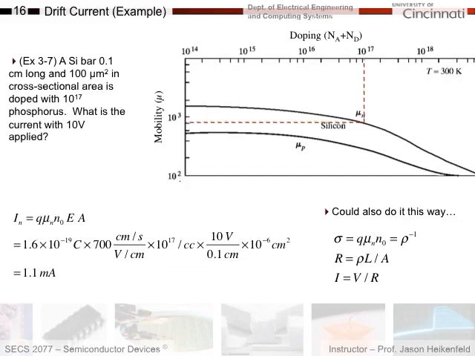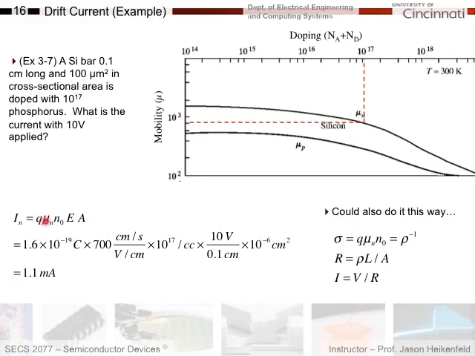So let's do a quick calculation example for drift current. Let's assume we have a silicon bar that is 0.1 centimeters long and 100 square micrometers in cross-sectional area. Let's dope it 10 to the 17th with phosphorus and ask ourselves, what is the current with 10 volts applied? I'll just take the equation we had on the previous slide, and substitute in the charge of an electron for Q.